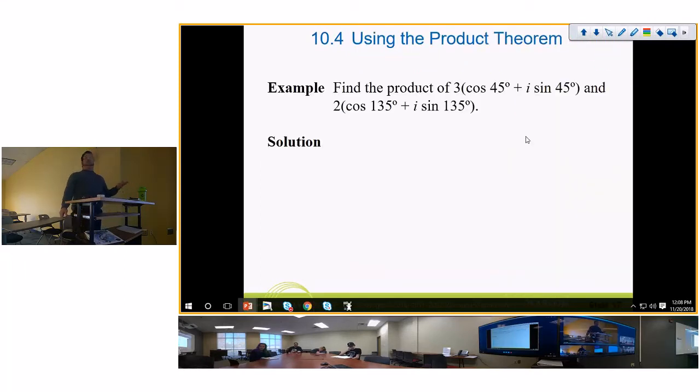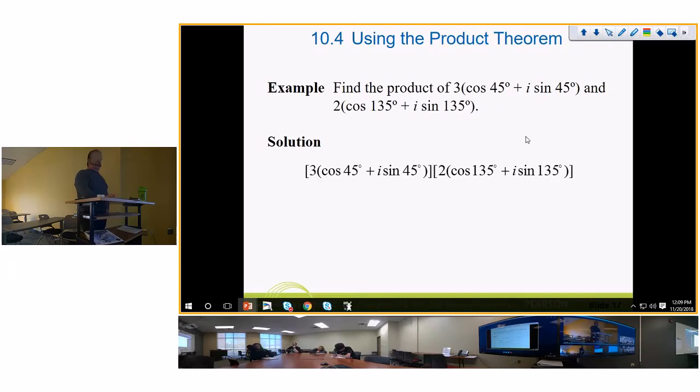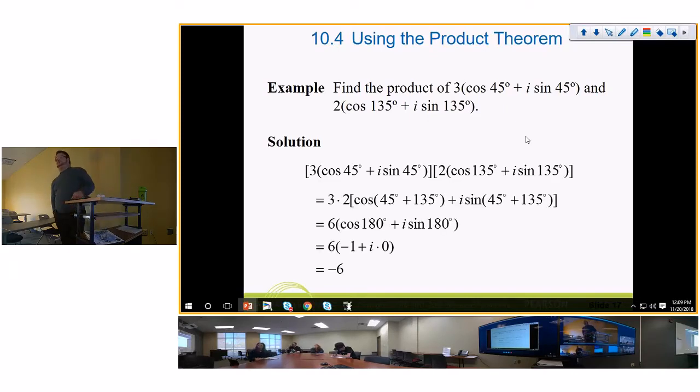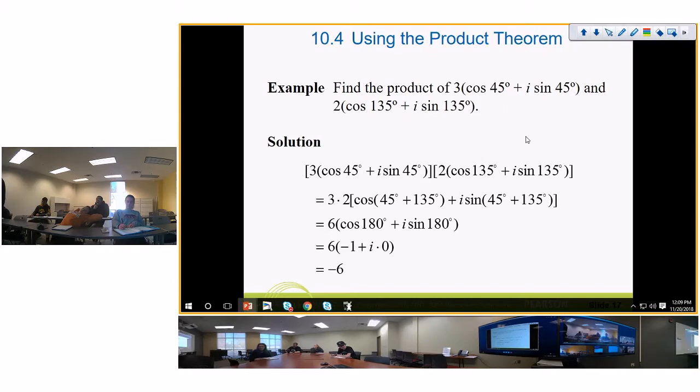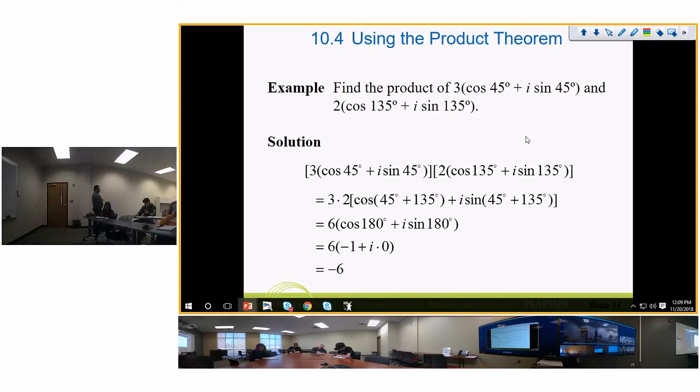So that's going to be 6 cosine of, what's that, 180, plus I sine of 180. Go ahead and plug and chug if you need to. Once you get it in the cosine of 180, 180 is a special angle. What's your X of your 180? -1. What's your Y? 0. So you plug and chug. And I'll give y'all a hint: 0 cancels out everything, so your I is gone.